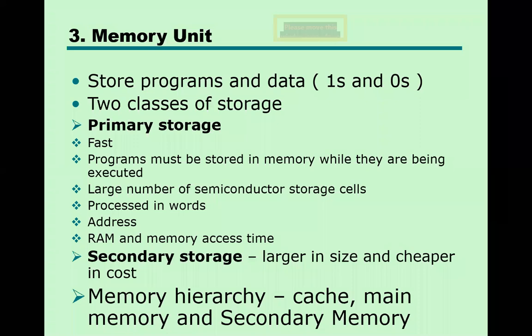Until and unless there is a power supply, it will store your data. If there is a power cut, the RAM will be cleared automatically. But in a hard disk, your data will be there even if there is a power cut, right? You have experienced this. So semiconductor works very fast, but continuous power supply is required, right? So in the RAM, a large number of semiconductor storage cells are used to store your data. It is processed in words.